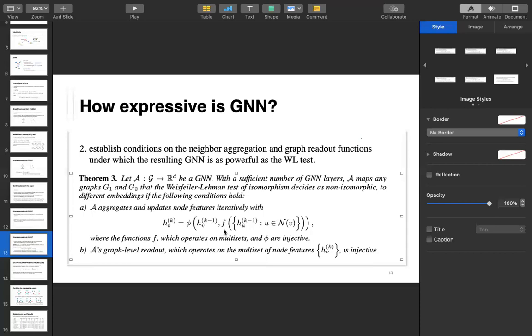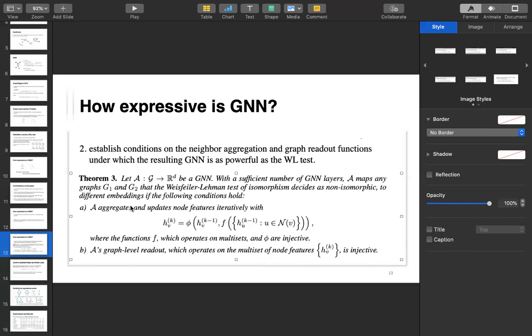The function f here is the aggregation function to aggregate the information of neighbors, and the phi here is to combine the information of all the neighbors and the self-node's features. So both f and phi should be injective. Injective means the function is one-to-one. And the readout function should also be injective.